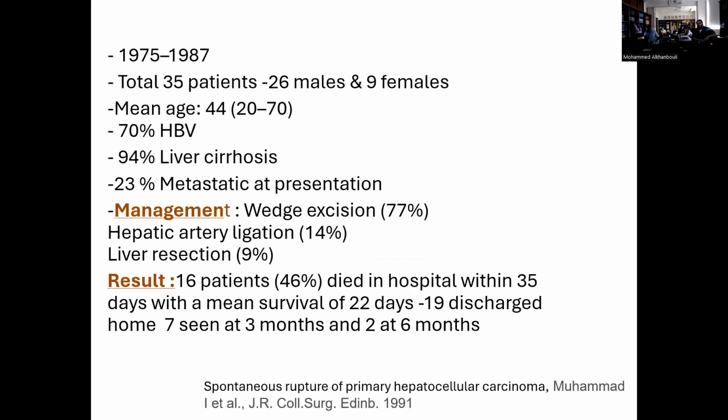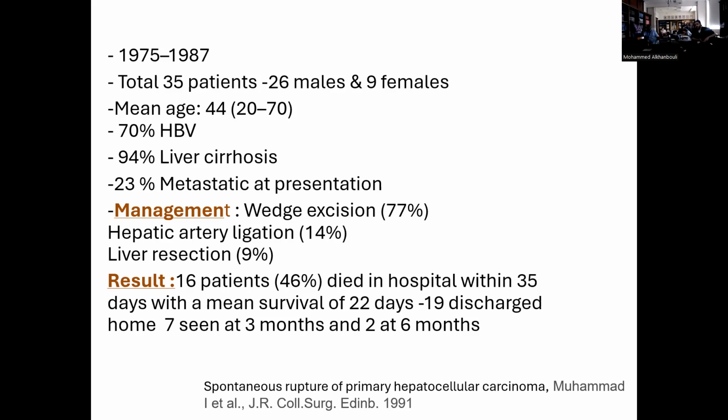Okay, so just quickly, it's a case series which was done in Nigeria by Muhammad et al, during the period of 1975 to 1987. There was a total of 35 patients, 26 were males and 9 were females. Mean age was 44. 70% of the 35 patients were HBV positive, 94% had liver cirrhosis, and 23% had metastasis at presentation.